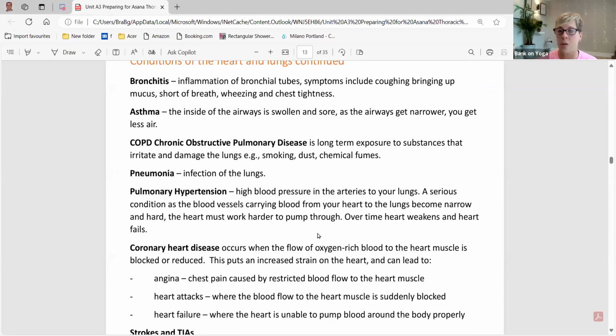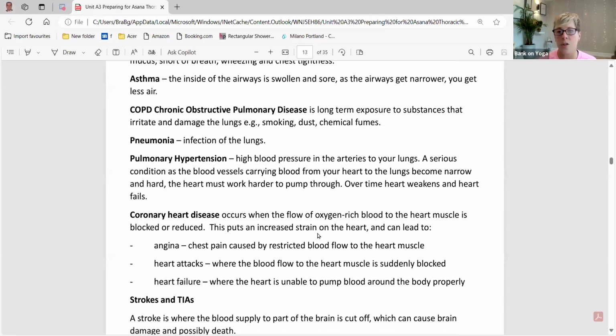I still ask students if they're new, I send them a questionnaire. I like to know what's going on so that I can manage it. The very least you need to do is be checking that they have any health conditions or any injuries. So that's high and low blood pressure.